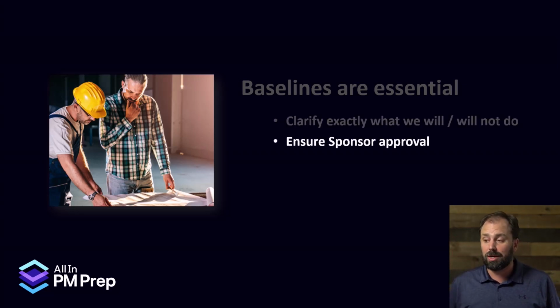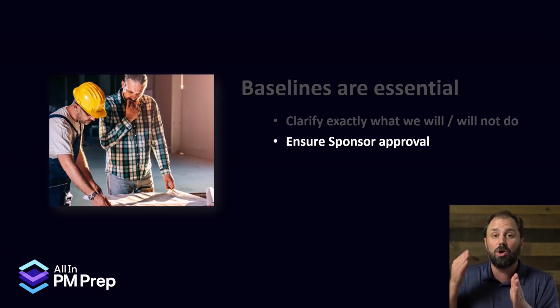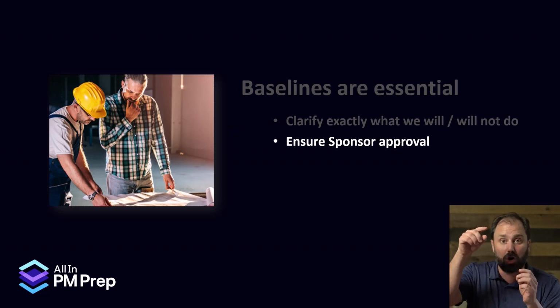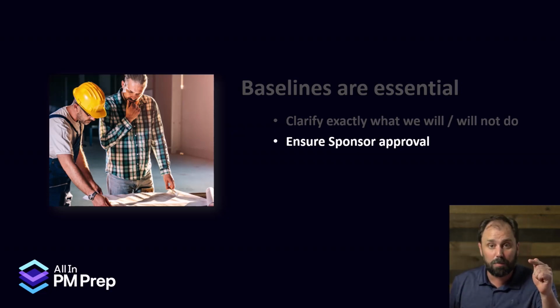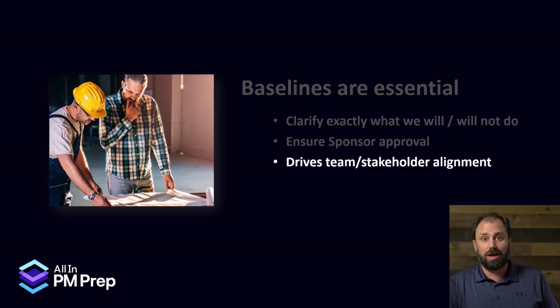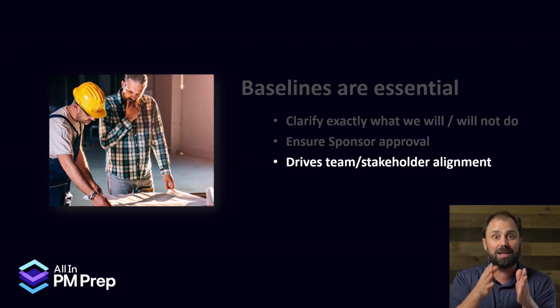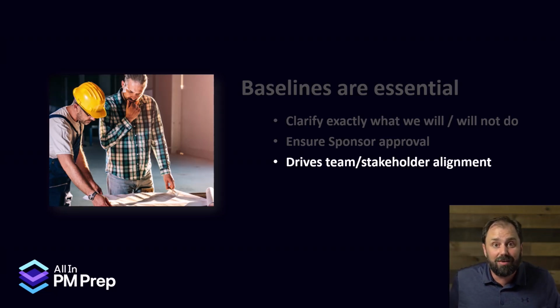Now, when we do this, we are ensuring sponsor approval because we can't go execute without signatures on the scope, schedule, and cost baselines. They have to approve for us to put rubber to the road and get rolling, okay? Also, it drives team and stakeholder alignment. There's no opinion in this. Once we get through and we clarify it, everybody knows exactly what we're doing. Very clear. The challenge now is how do we actually pull it off? How do we come together and execute? That's what we need the team to be thinking about and the stakeholders to be contributing to.